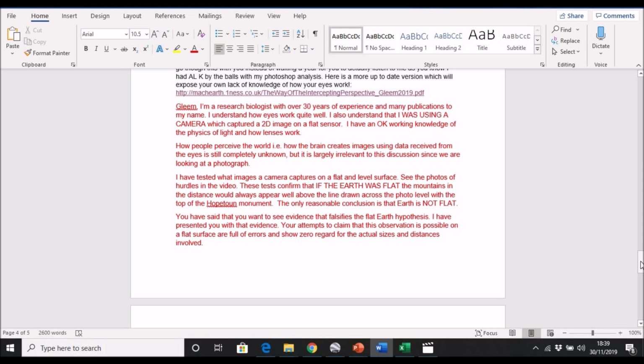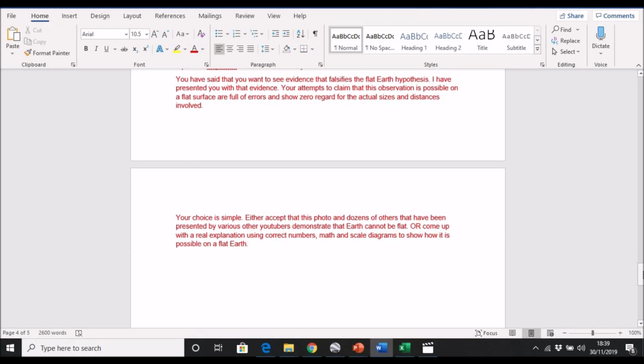Now, you have said that you want to see evidence that falsifies the flat Earth hypothesis. This is that evidence, and there's loads more. I've presented you with that evidence, but your attempts to claim that this observation is possible on a flat Earth surface are full of errors, and you show zero regard for the actual sizes and distances involved.